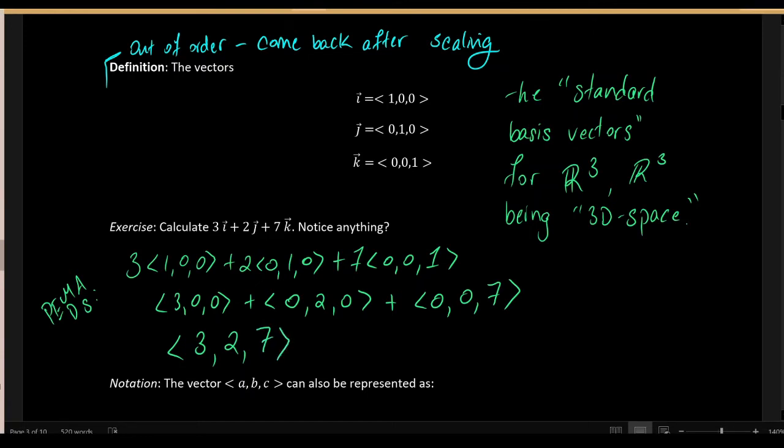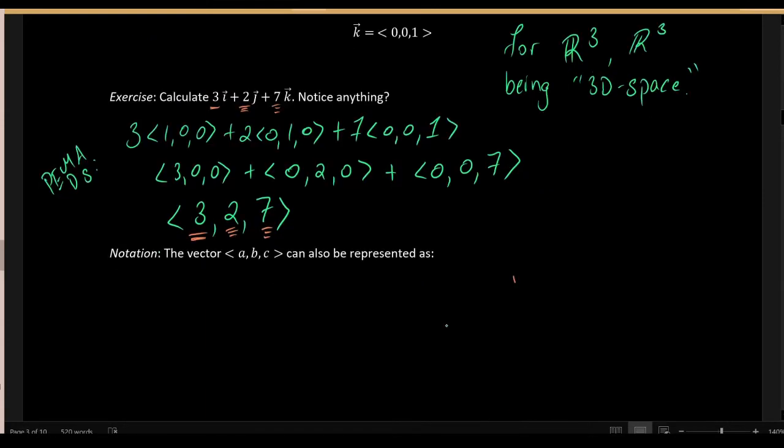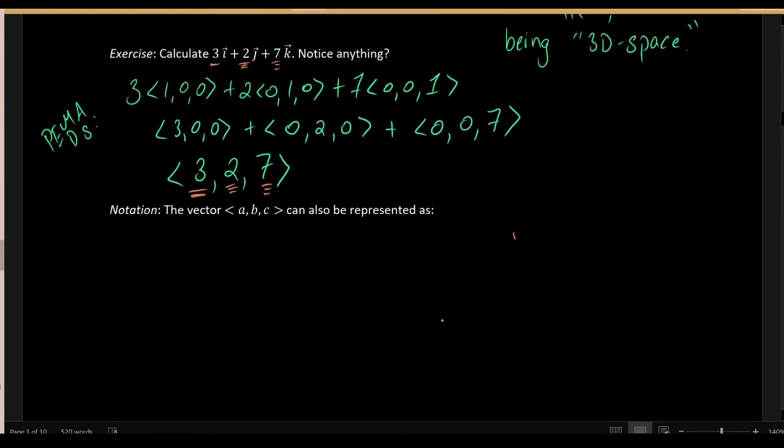So what's interesting about this? What's interesting about this is that the scalar on i became exactly the same thing as the x component. The scalar on j became exactly the same thing as the y component. And the scalar on k became exactly the same thing as the z component. So the standard basis vectors give an alternative way to symbolically represent the vector a, b, c in angle brackets.